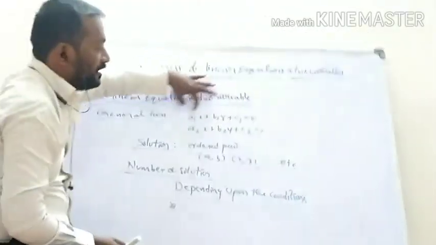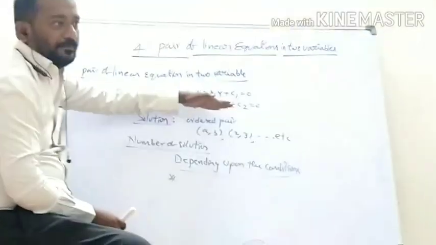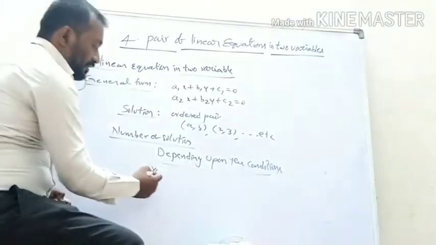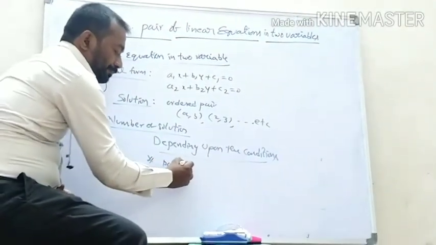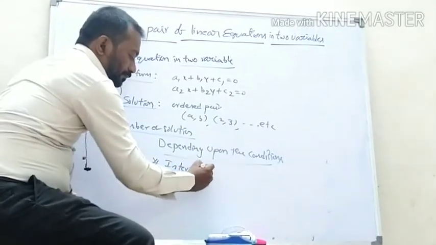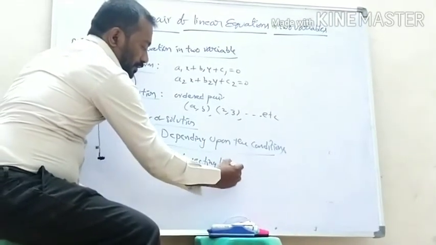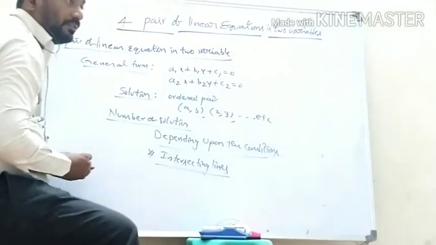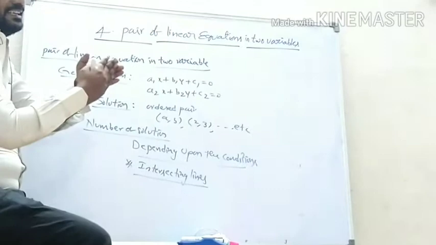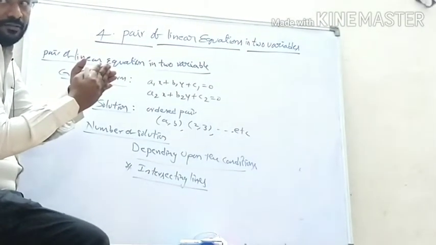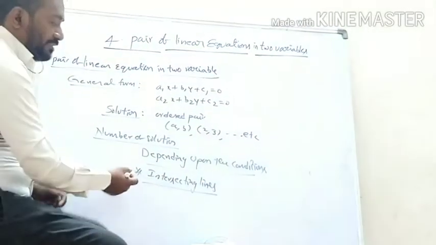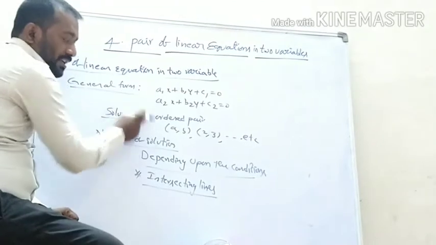Conditions mean each equation represents a straight line. Now, the types of straight lines are parallel lines, intersecting lines, and coincident lines. Let's take intersecting lines first. Both lines are intersecting. How many common points will there be? One. They intersect at one point, and that point is the common point. So these two lines are intersecting lines.